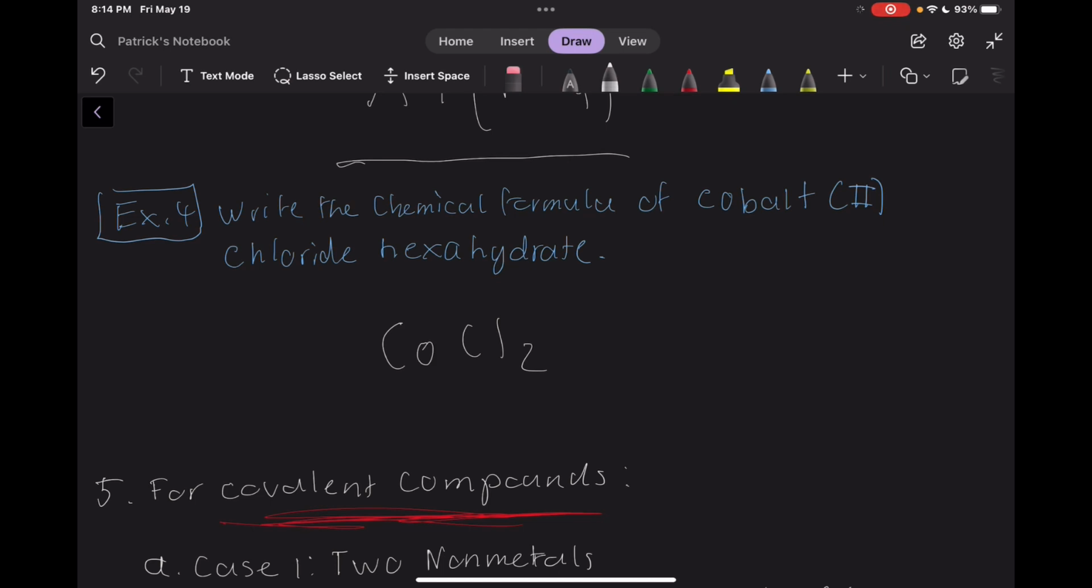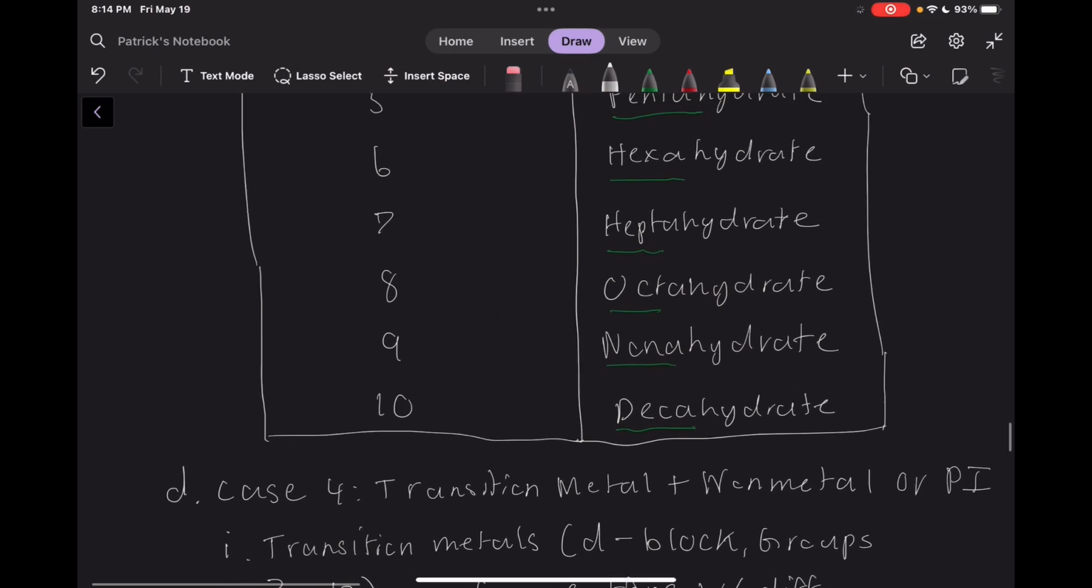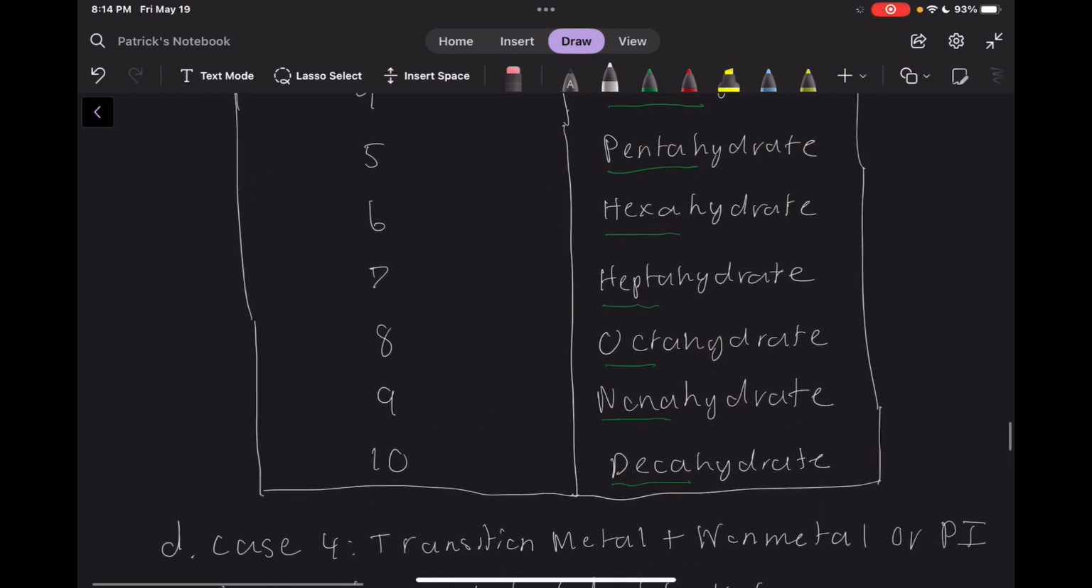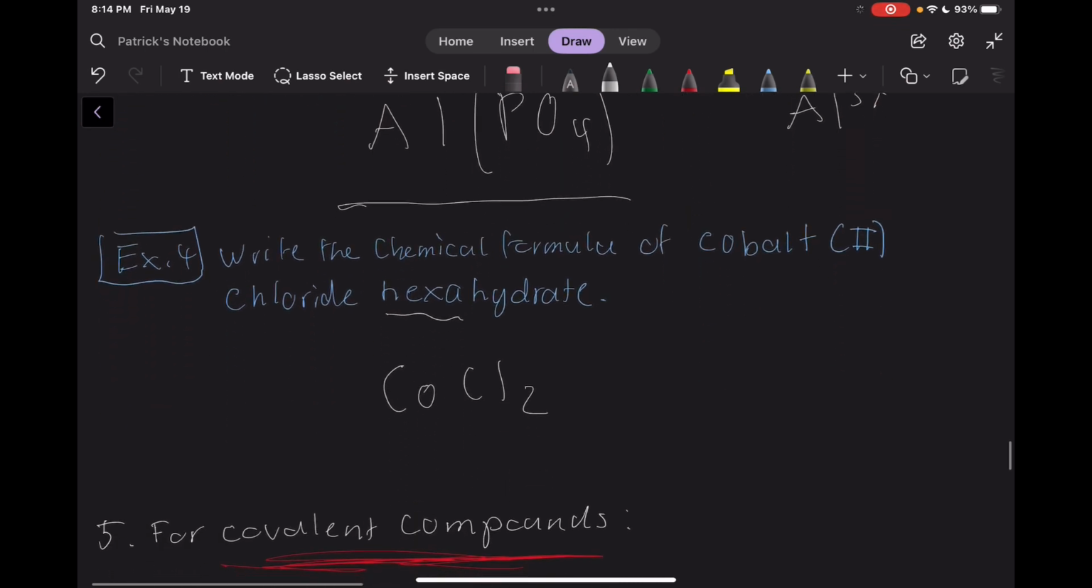Now to tackle the hydrate. The problem gives us the term hexahydrate. And if we look back at our table, we'll see that the prefix hexa denotes the presence of 6 water molecules. The final answer becomes CoCl2 dot 6H2O. Written like so. Not too bad, I hope.